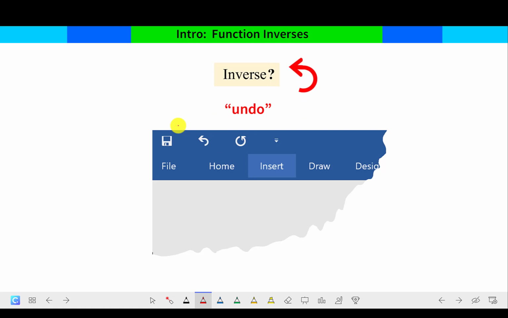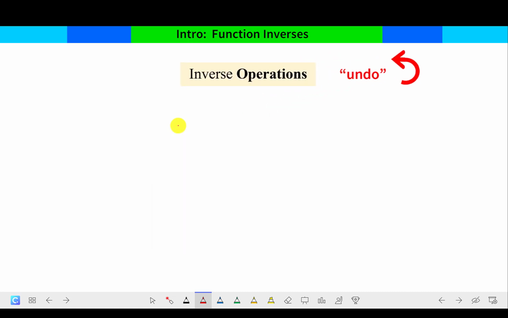So think about this whenever you think about an inverse. It's really going to undo something that you did before. Here's what I mean. You guys are all very comfortable with inverse operations. Heck, that's most of the algebra you've ever done has to do with inverse operations. When you solve equations, you're using inverse operations. So what that means is, how do you isolate the value of the variable? And think about when you solve equations, how do you isolate that x?